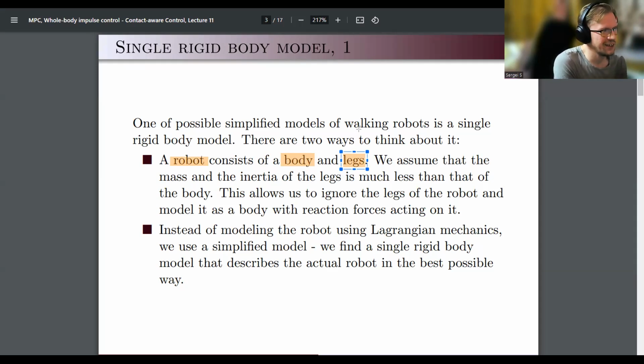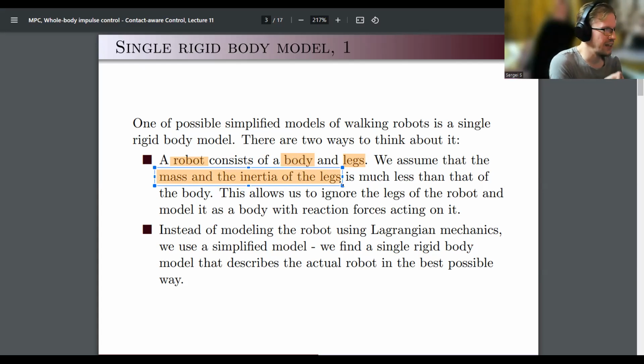So, if you're trying to classify it from a mathematical perspective, you can ask what makes a body, what makes a leg. But from a practical perspective, you can look at a robot and you would instantly see what is a body and what is a leg. For bipedal robots, same thing. If you look at Atlas, for example, any model of the Atlas robot, or Asimo if you want, you can instantly see where is the body and where are the legs, you know? So you can think of a robot being a body and the legs. So we can assume that mass and inertia of the legs is much smaller than that of the body, okay?